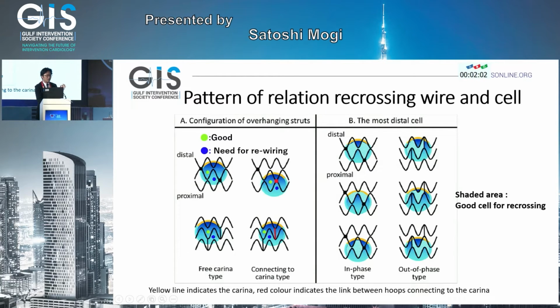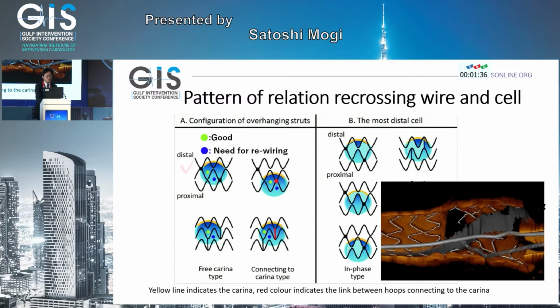Where is the wire? If the recrossed wire is going to the distal cell, green is OK. If the second wire is going to the blue position, it is not good, because if we dilate with this blue wire, excess struts may affect the long-term result.